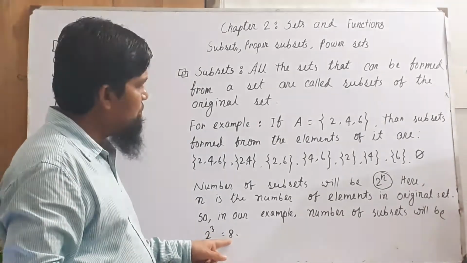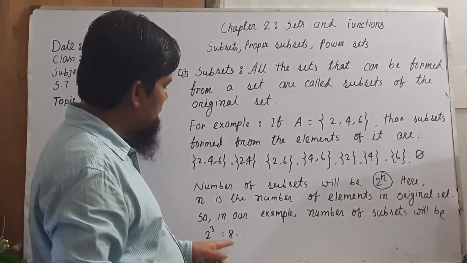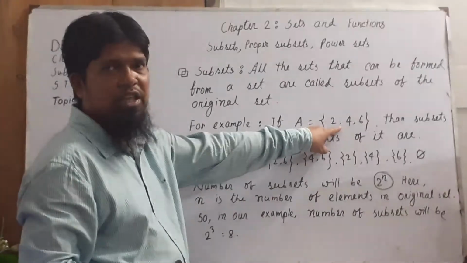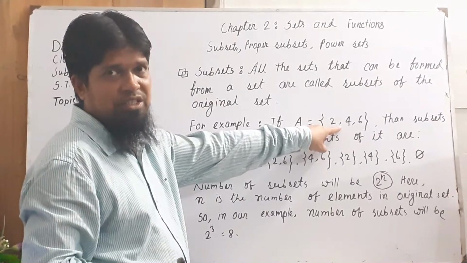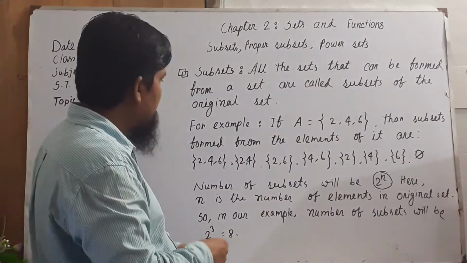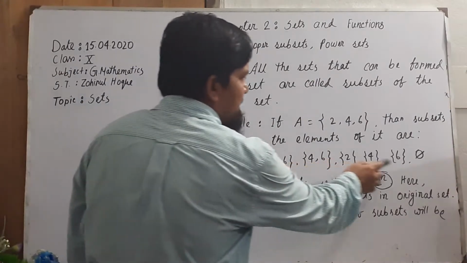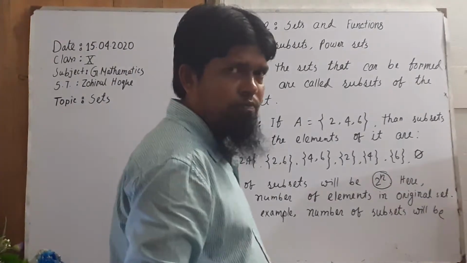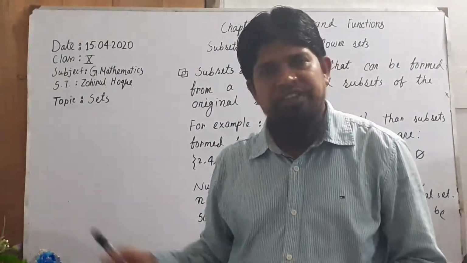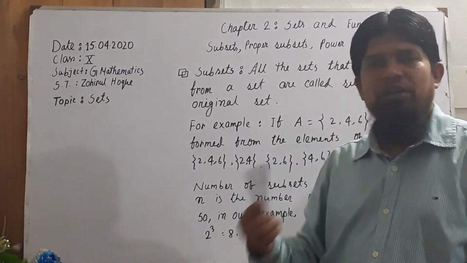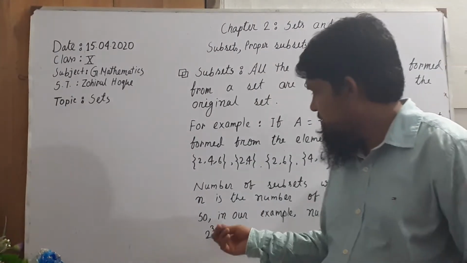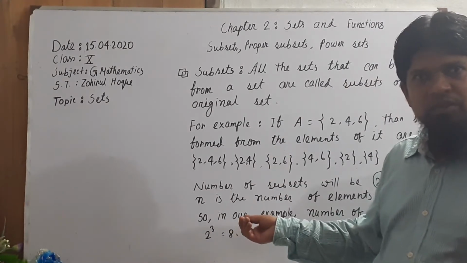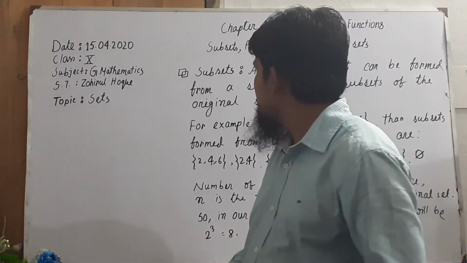Now let me check whether our answer is correct or not. From this formula we got that this set must have 8 subsets. Now I am counting 1, 2, 3, 4, 5, 6, 7 and 8. So the answer is correct. You can check it at home using different sets, finding the subsets, and matching your result by using the formula. Okay, so I hope that you have understood the subsets.